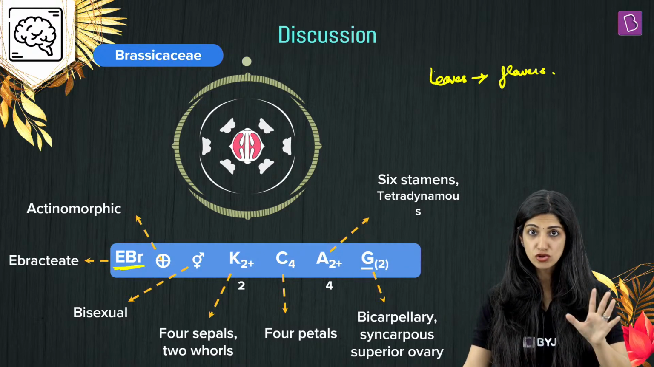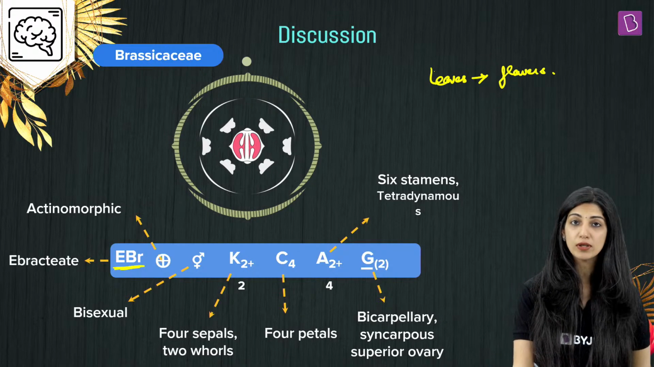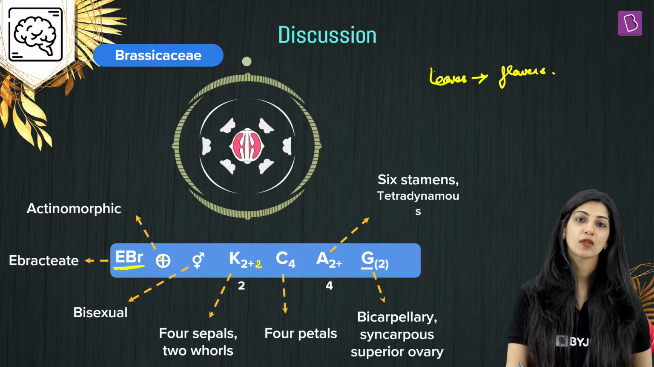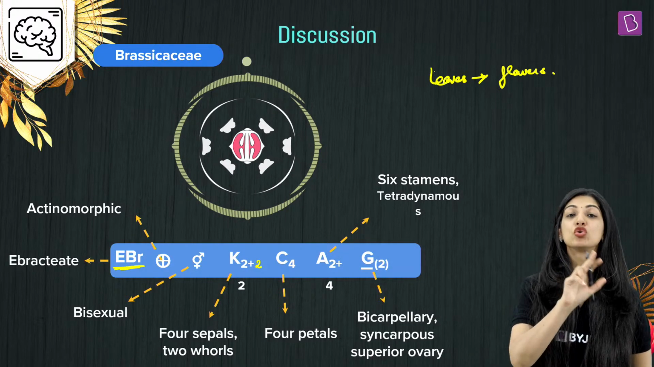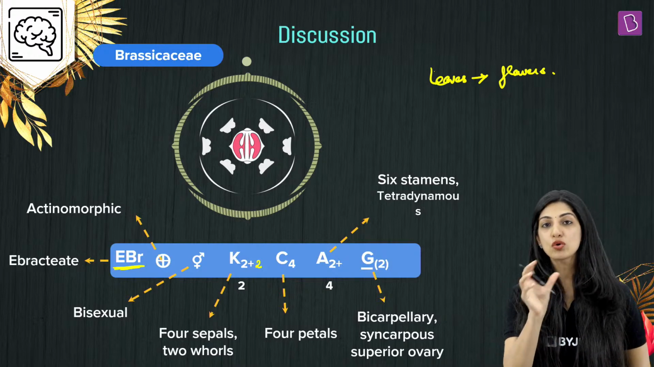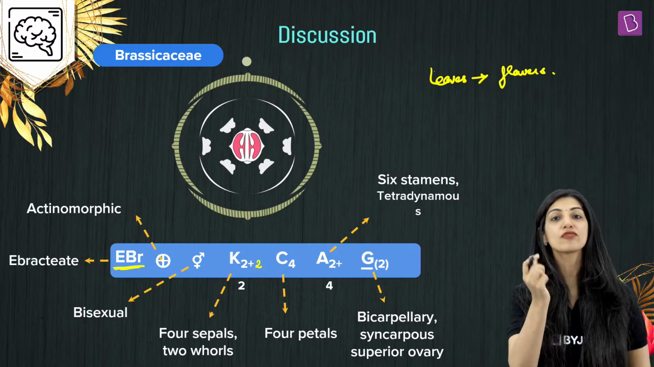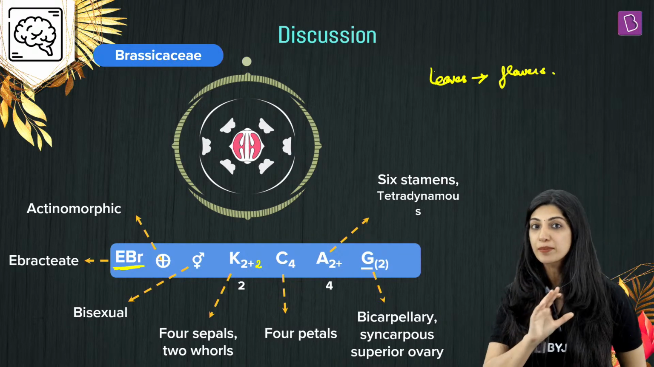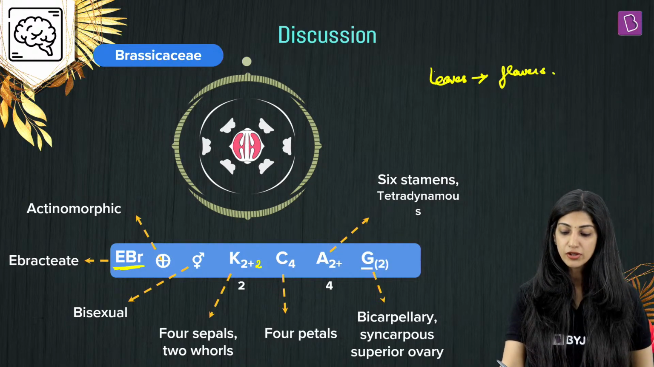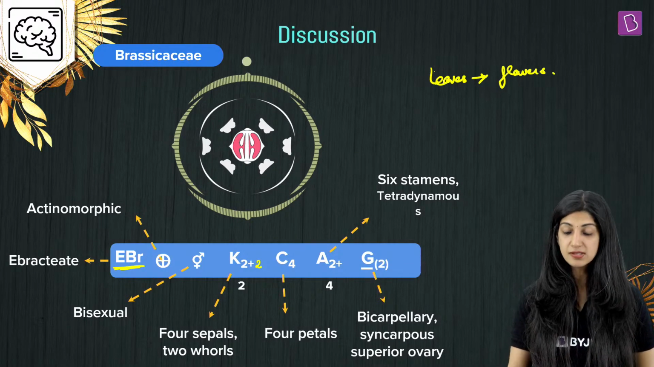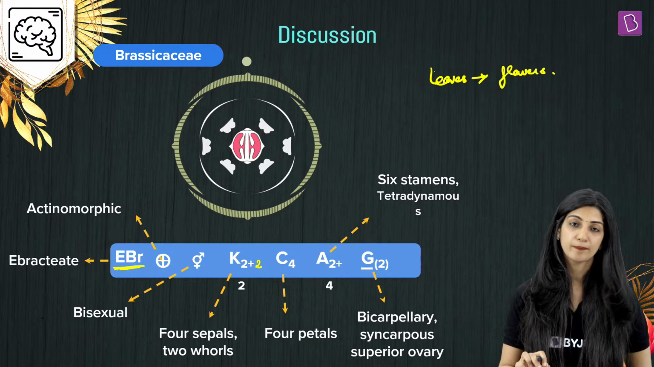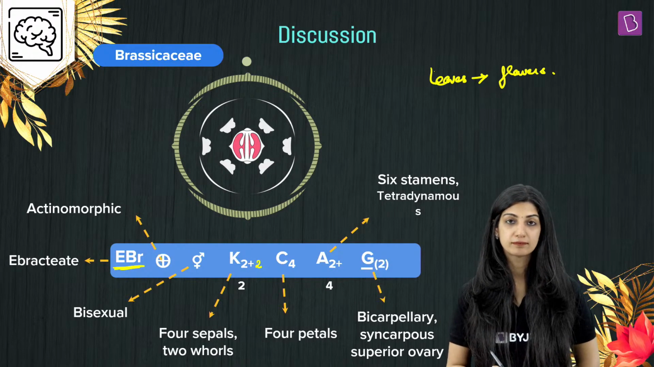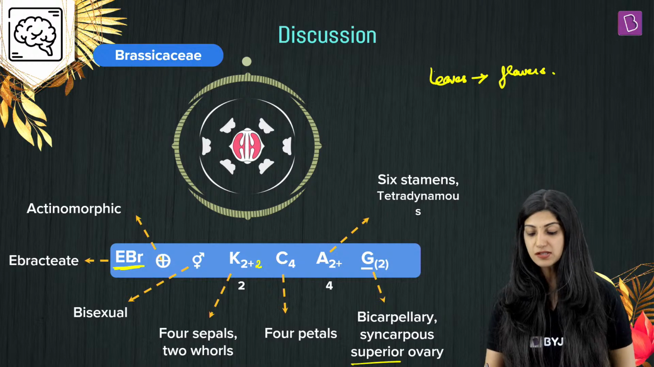Next is the symmetry, actinomorphic. Then you have bisexual flower. Your sepals are in the condition of 2 plus 2. What is 2 plus 2? Total 4 है, लेकिन 2 whorls में arranged है. 2 circular arrangement है. Sepals are not fused together. Yeah, sepals are not fused together. They are present in 2 separate groups. Then there is your corolla, 4 in number, but this is free petals, polypetalous condition. Then you move to the ovary. What kind of ovary is this? It is a superior ovary.